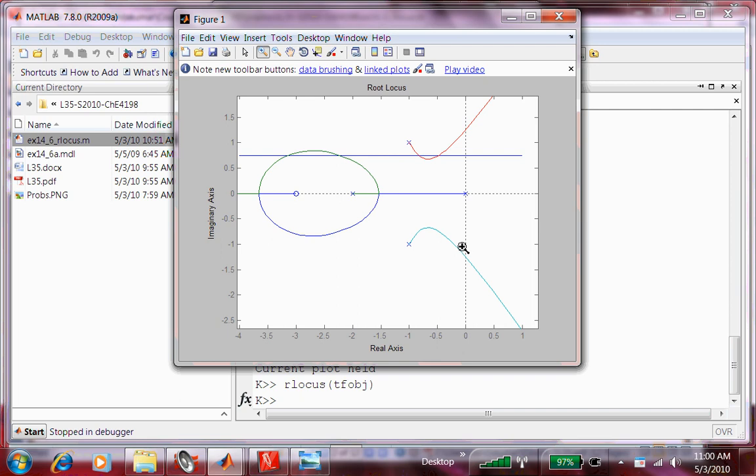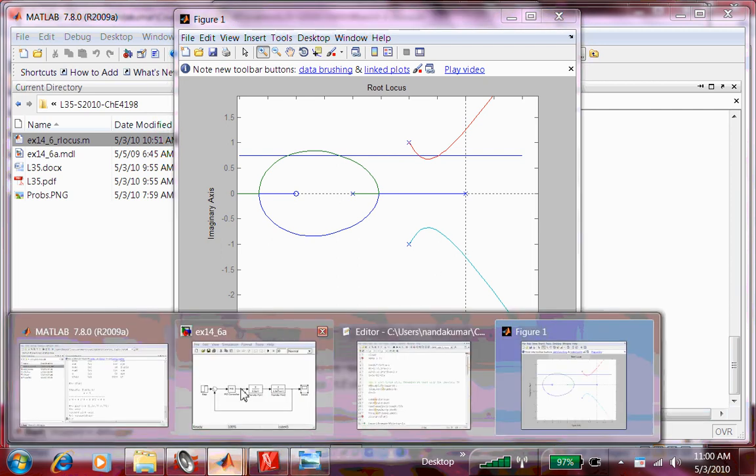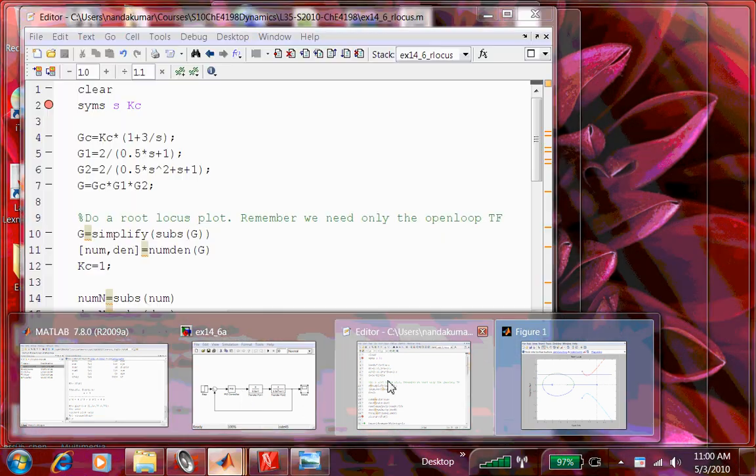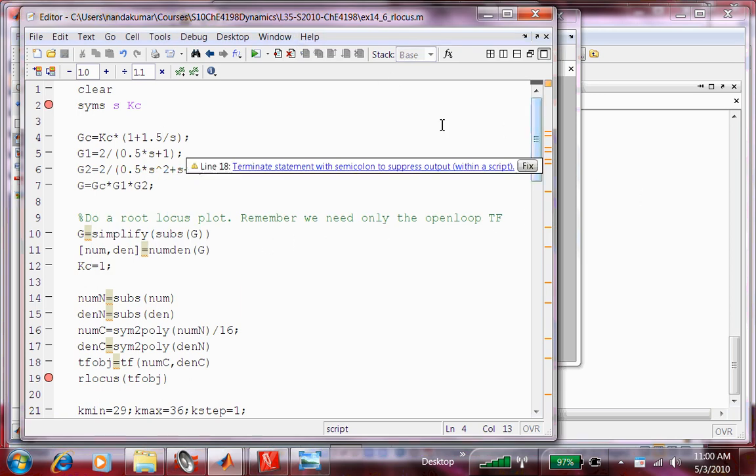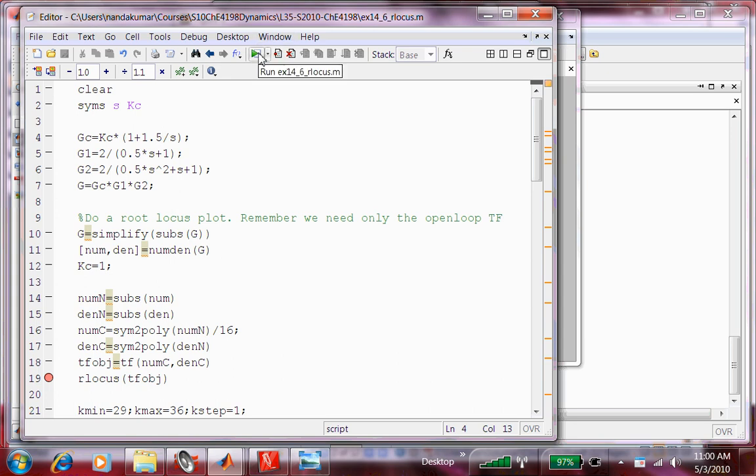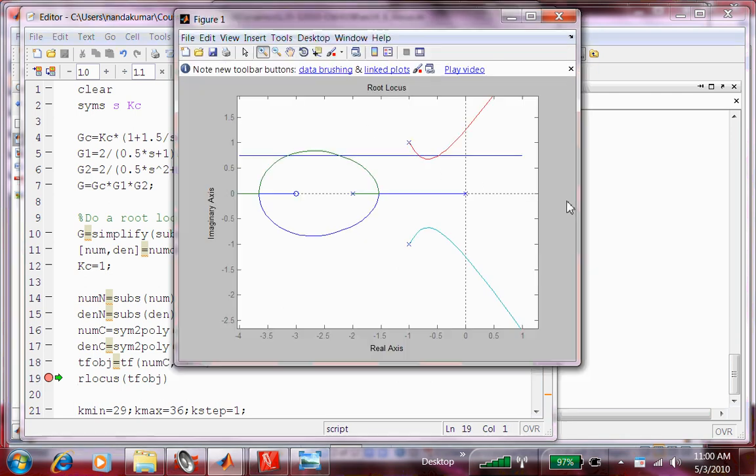Let's go and change. Suppose I'm having a different problem, okay? Different problem where k is 1.5. What are the coefficients in the transfer function? 1.5, okay? And I'm going to now get rid of this because we've gone through this and run it. So the problem is different. I'm just changing numbers slightly and let's see what the root locus looks like. So it will repeat it all the way up to that. Oops.